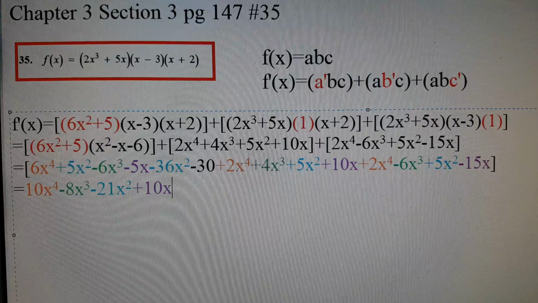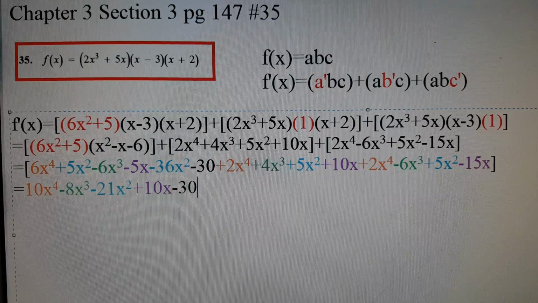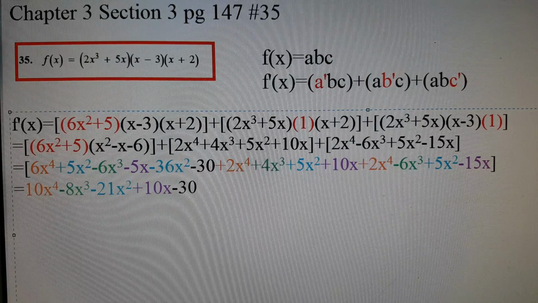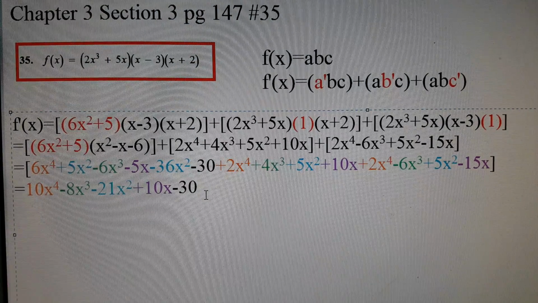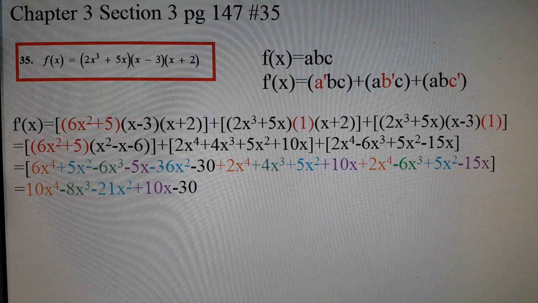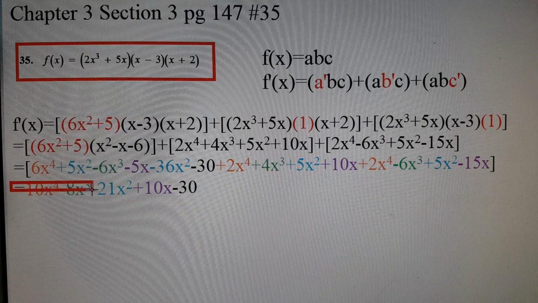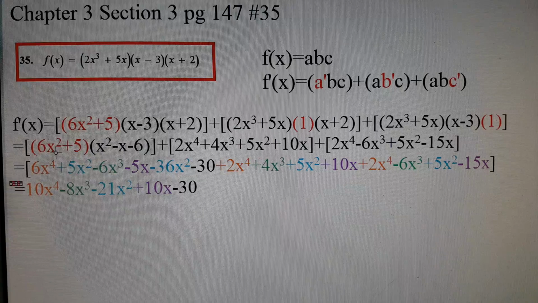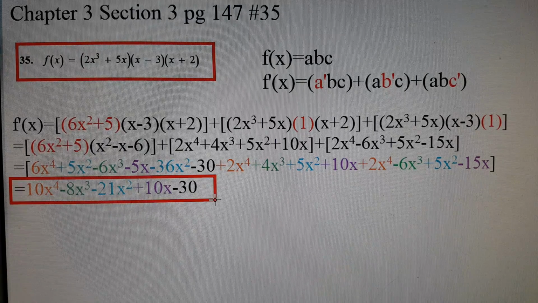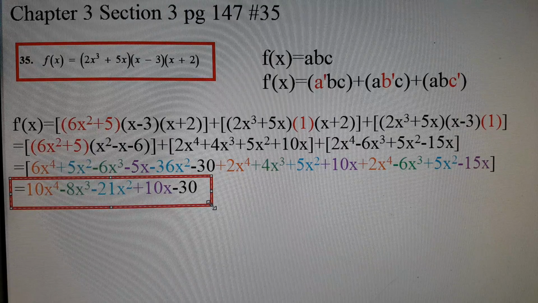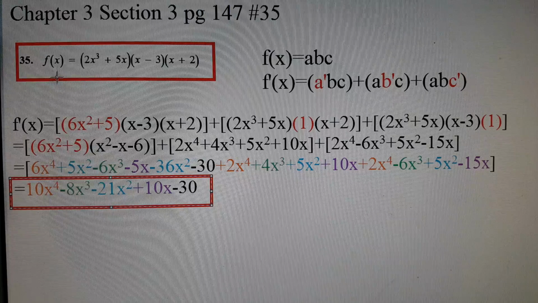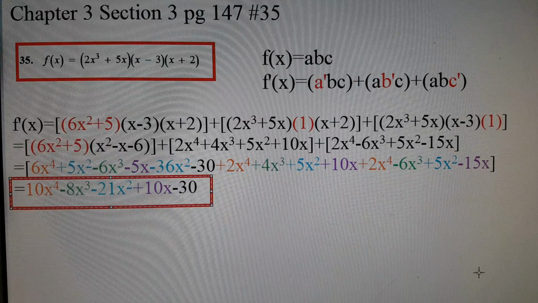And then just bring this down. It's black, minus 30. Let me check Calc Chat real quick to make sure I got the right answer. All right, I did. So there you have it, ladies and gentlemen. That is the answer to number 35. 10x to the fourth minus 8x to the third minus 21x squared plus 10x minus 30 is the derivative of this function up here.